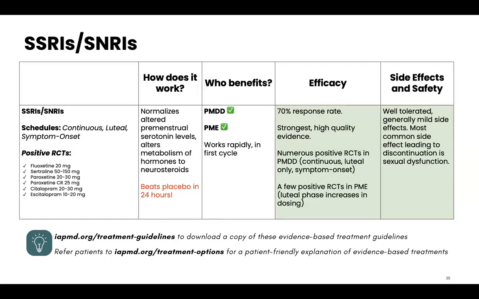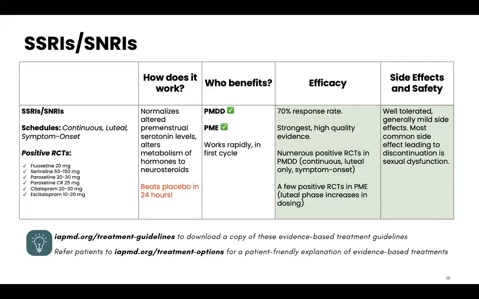Still, others might try symptom onset dosing. So this would be intermittent therapy beginning at the point of symptom onset until the first few days of menses. This has also been shown to be effective. So this is another option.